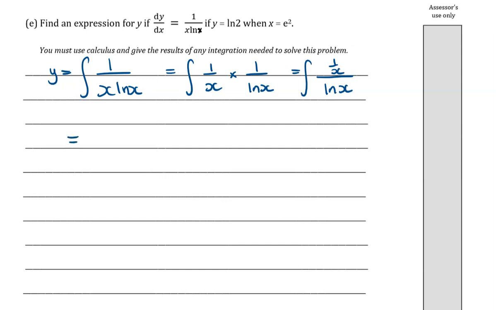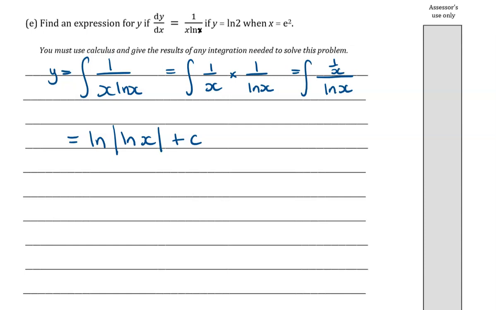So y would be equal to the natural log of what's on the bottom, which is log of x, and then plus c. Now you can check this, you can differentiate that again if you wanted to, so you can do the chain rule on it. You would get back to 1 over x times 1 over ln x, which was our original function there. It's quite a tricky one to recognize.